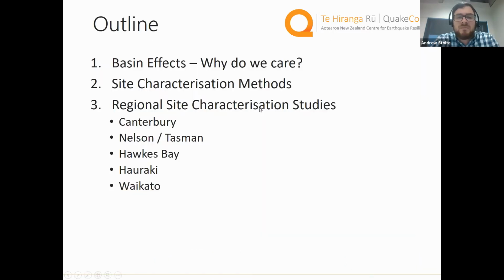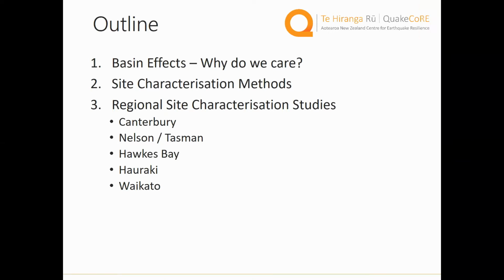So a brief outline of my presentation is I'm going to talk about basin effects. Why do we care about them? So why do we actually care about basin effects? I'm then going to highlight the site characterization methods we use to sort these effects out in our sedimentary basins. And then I'll go through some of the regional site characterization studies that we've undertaken the past few years, focusing on 5 different sedimentary basins.